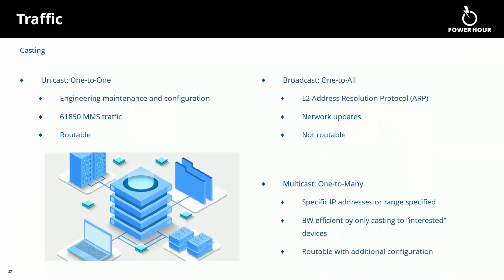So then, moving on to multicast, this is seemingly the most useful, as we can still cast to multiple devices. But you can actually specify how large the cast is going to be with a range of IP addresses for devices that are interested. So we can still have devices on the network, but we don't necessarily have to route all the traffic to them. And then with additional management and configuration, multicasting can also be routable to remote networks.